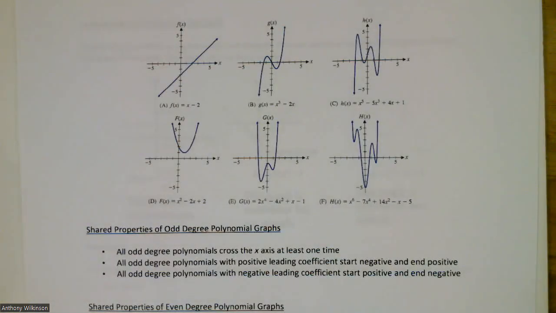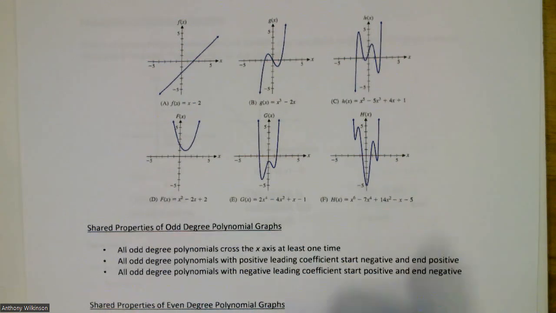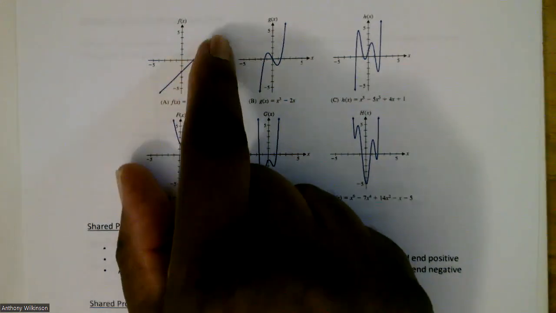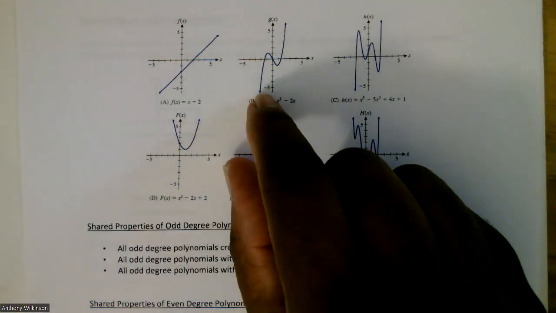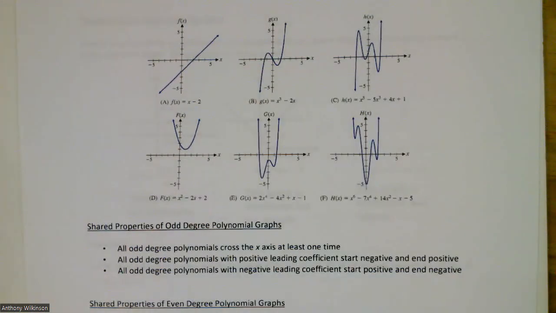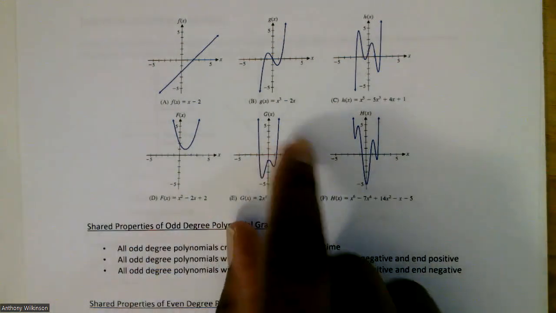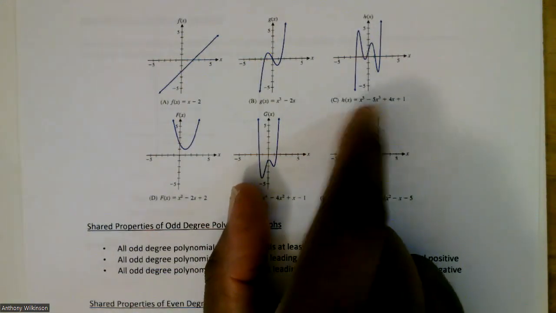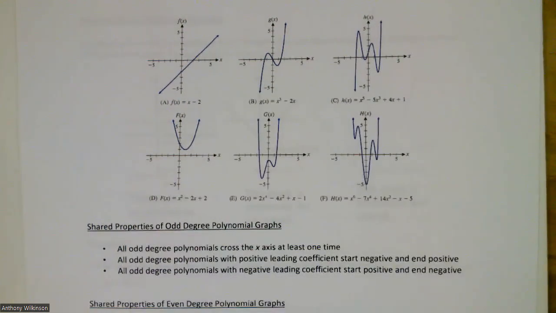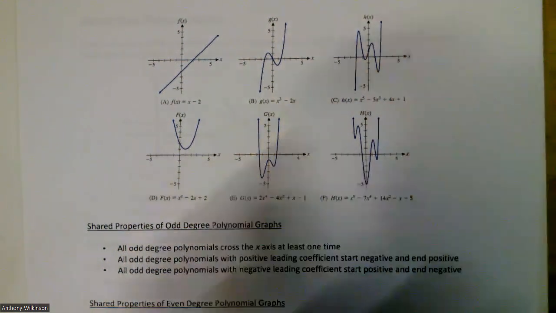If you look here on the next page of your notes, you'll see these types of polynomial functions. The first one you see is just a linear function. Its degree is 1. That's the highest exponent. The one in the middle at the top is a third degree polynomial function, because that's x cubed minus 2x. And this one is a fifth degree polynomial function, h of x equals x to the fifth minus 5x cubed plus 4x plus 1. And that's what that graph looks like.